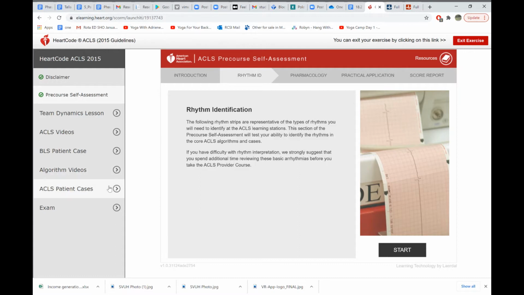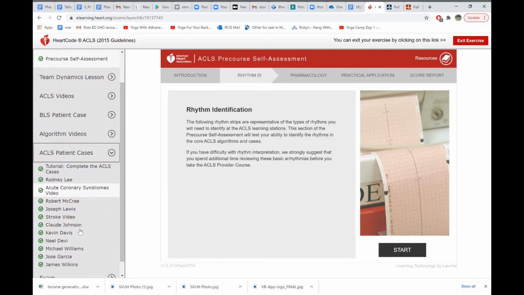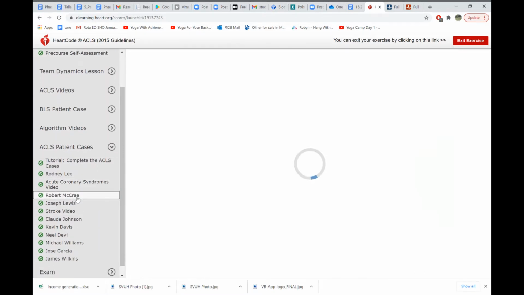And then ACLS patient cases is the relevant one, and then these are all different cases down here. The one that I played for the example was the Robert McRae, so that'll open up there.